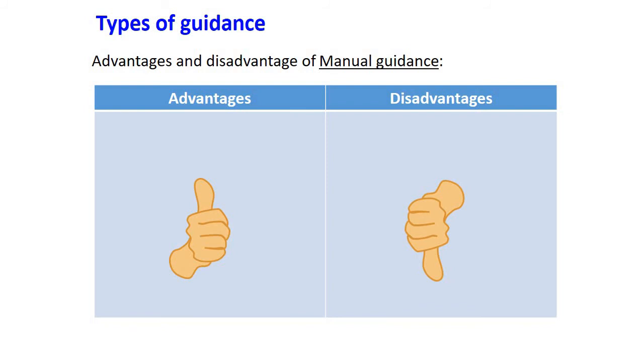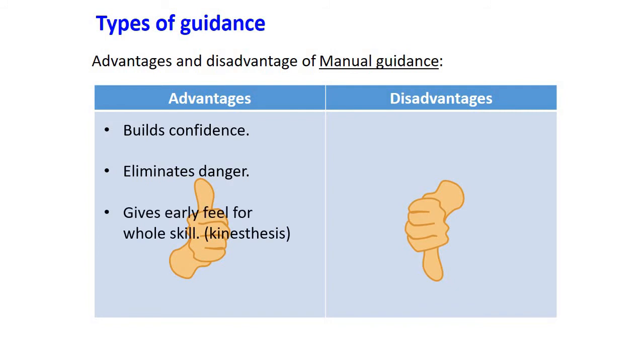Advantages and disadvantages of manual guidance. First advantage, it can really help to build confidence, particularly on these dangerous activities. It helps to eliminate the danger, the main reason it's used in gymnastics. And it can give an early feel for the whole skill, so that kinesthesis, what it actually feels like to perform the skill, which our body can then remember in the long-term memory store, and we can use that to recall how it should feel.